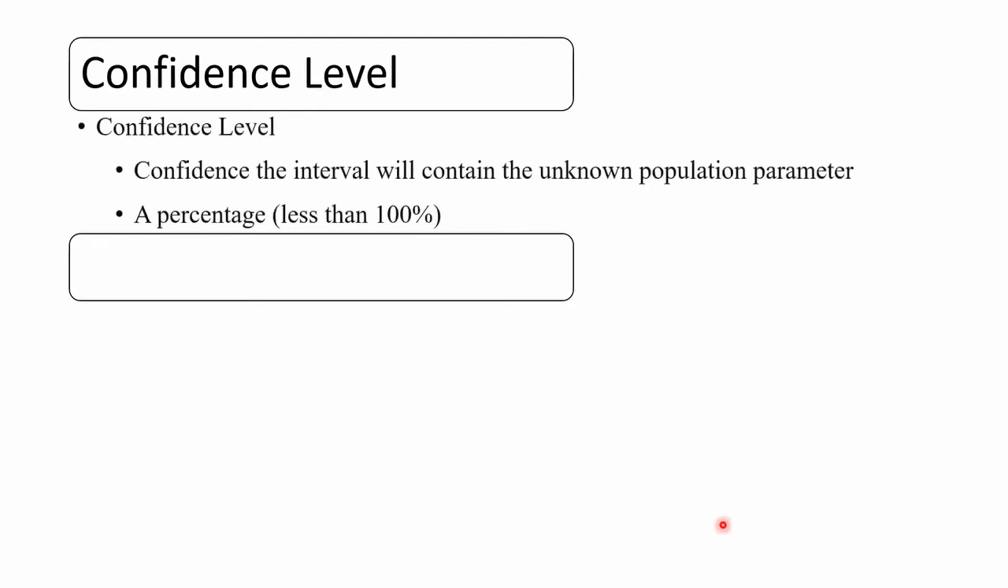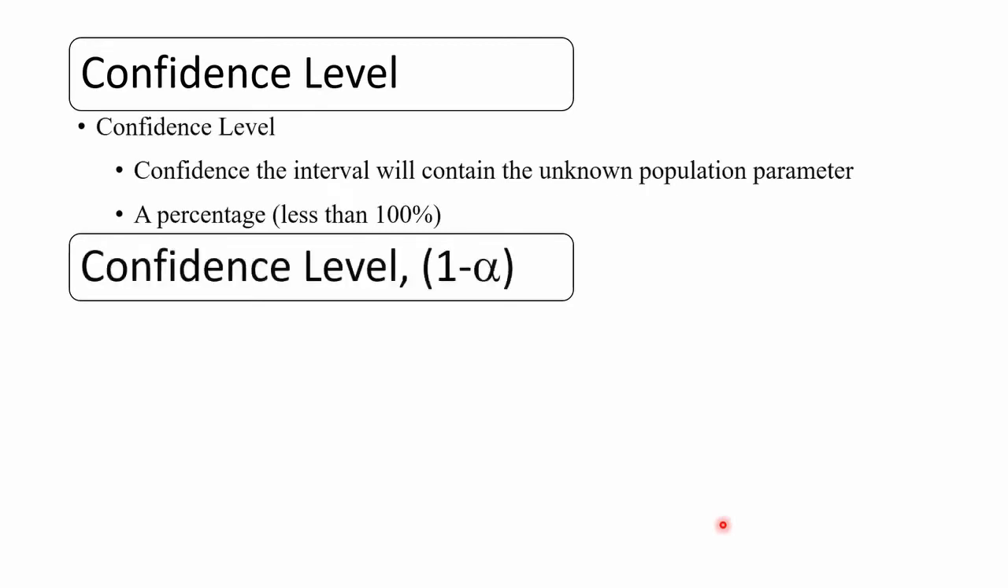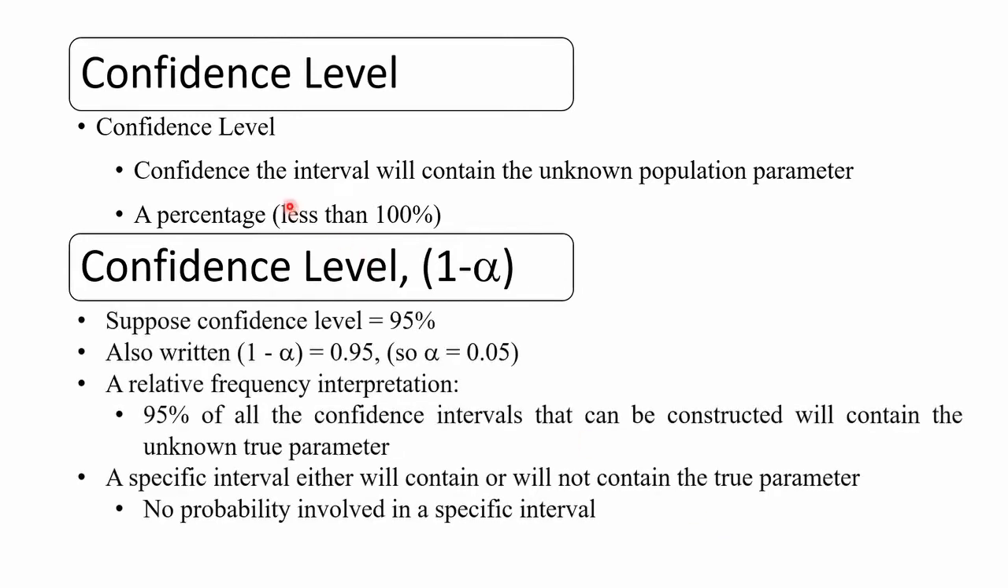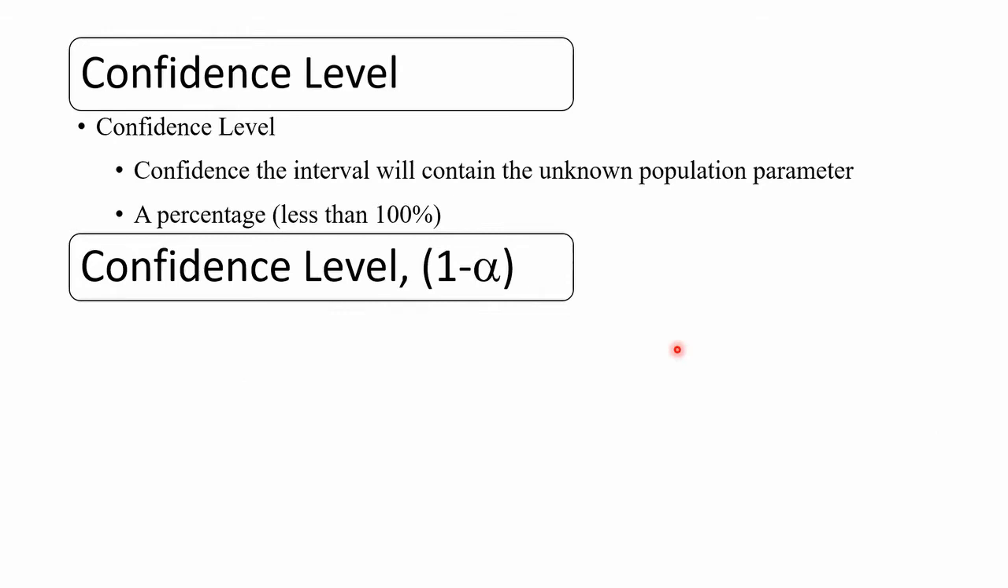So here you have confidence level and confidence level 1 minus alpha. Confidence level is basically the interval will contain the unknown population parameter. So in this 1 minus alpha, suppose your confidence level is 95%, then 1 minus alpha is 0.95. So alpha is 0.05. Now if I were to draw this, how would this look like?